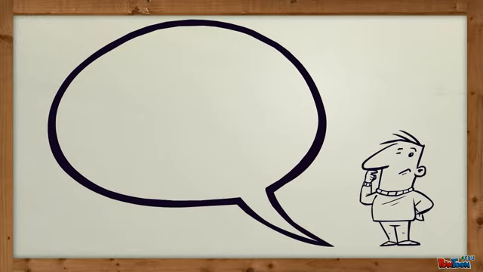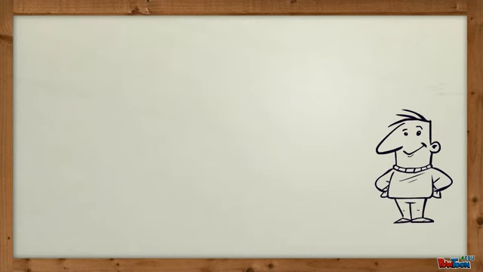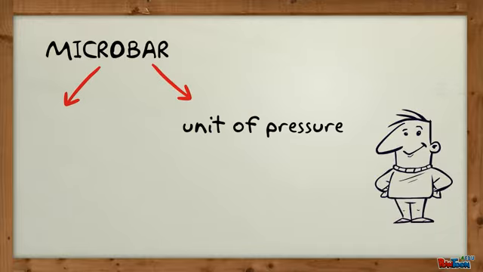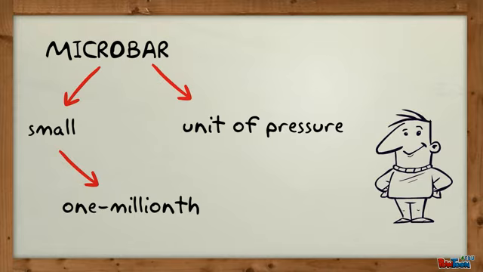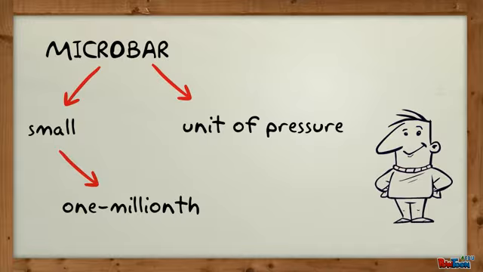But in other cases, the word micro does have a specific measurement. So for example, the word microbar. Now, first you need to know what a bar is, and it's not just a metal rod or something like that. In this case, it's a unit of pressure. So a microbar, while it does indicate a very small level of pressure, thus micro, has a specific measurement, and it means 1/1,000,000th of a bar.